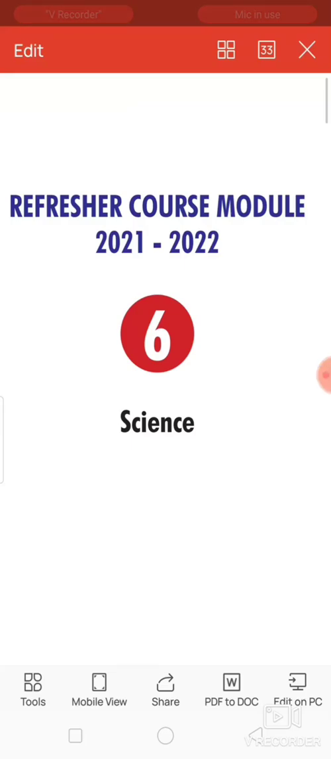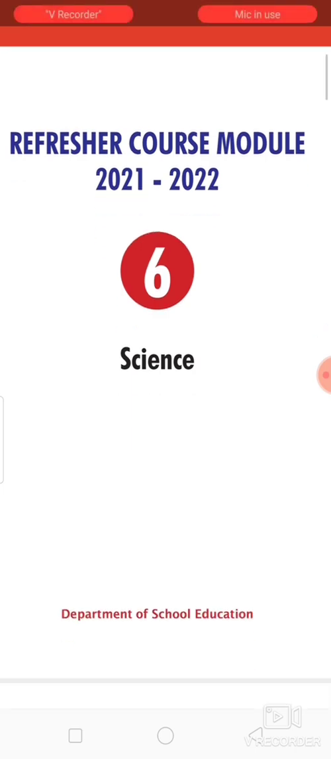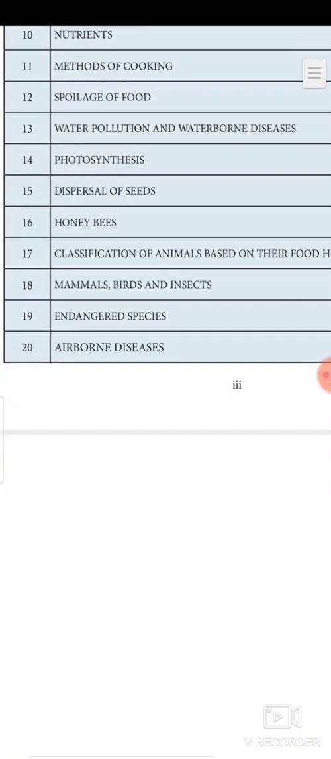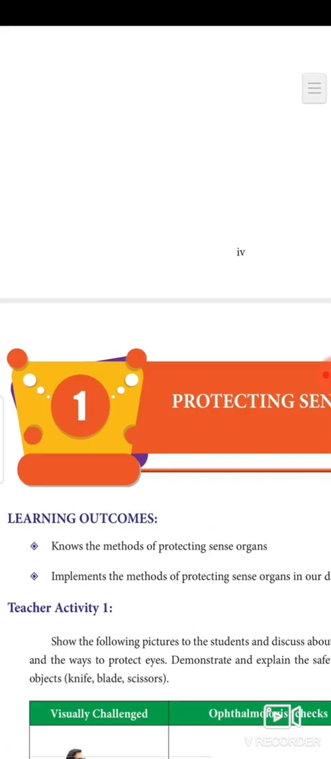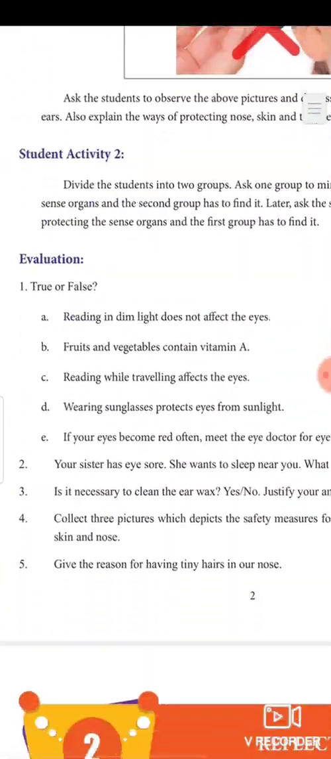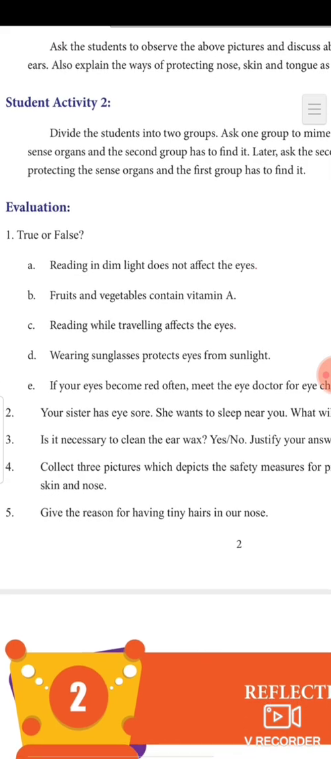May God bless you. Today we are going to see the answers for the refresher course module which is sent by our government. We are going to see answers for lesson 1 to 8, 6th standard science. The first lesson is protecting the sense organs. We have seen the lesson in our class and I have explained it to you. Now we are going to see the answers for the evaluation.